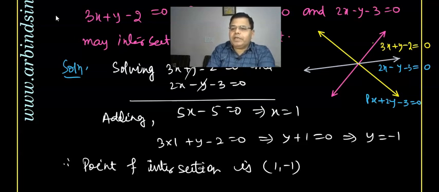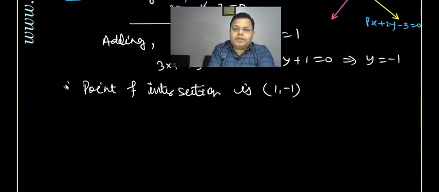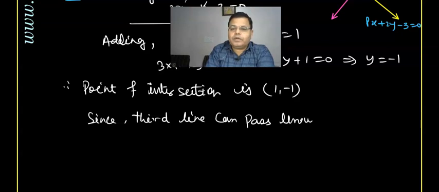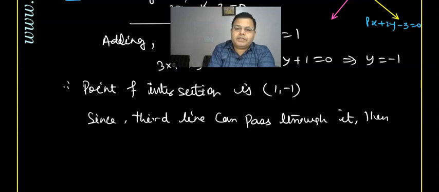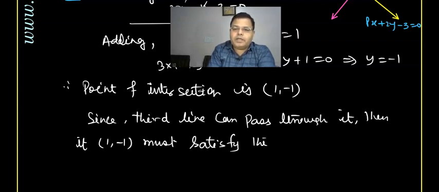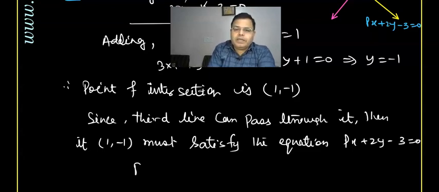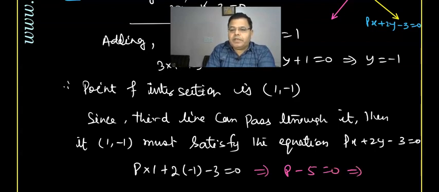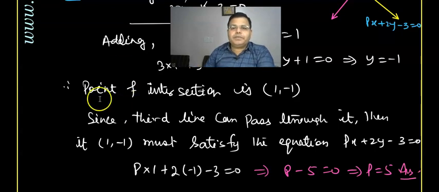If the third line passes through it, then it must satisfy the equation. So (1, minus 1) must satisfy the equation px plus 2y minus 3 is equal to 0, and therefore p into 1 plus 2 into minus 1 minus 3 is equal to 0. This implies p minus 5 is equal to 0, and therefore p is equal to 5. That will be the answer. So I hope you got it right now.